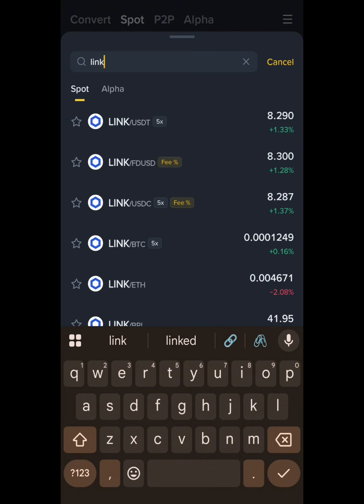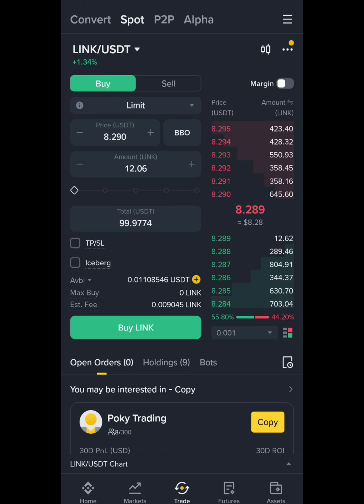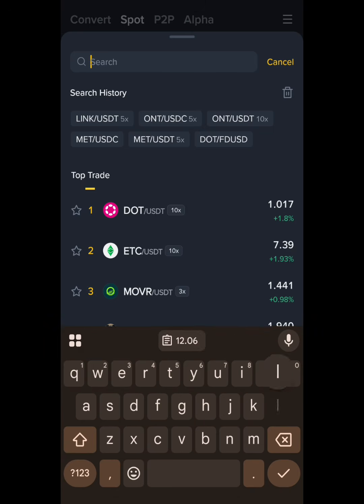So let's go back and search for link. If you buy first of all with USDT, now you have link. So what you will do now is search for link.